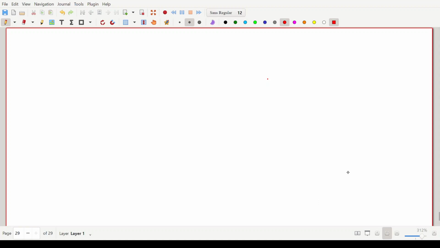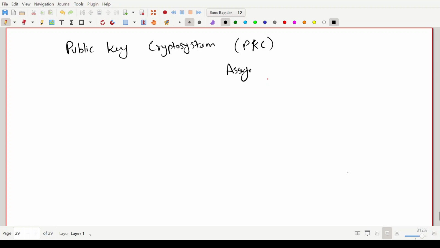Public key crypto system. That is also called PKC and or asymmetric crypto system. First of all, why do we need public key crypto system?